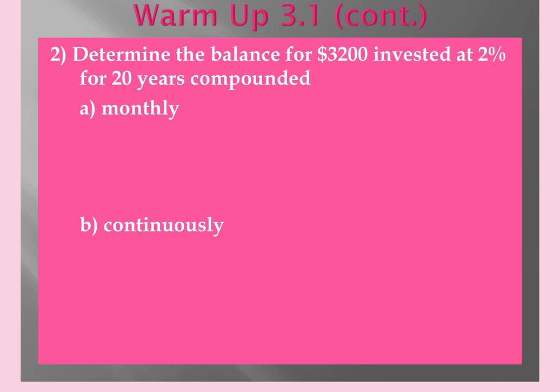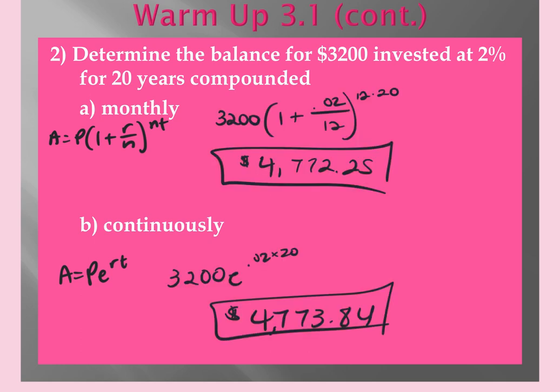For both of these, you need the two equations. A equals P times (1 plus R over N) to the NT for the first one, and then for part B, A equals P times E to the RT.